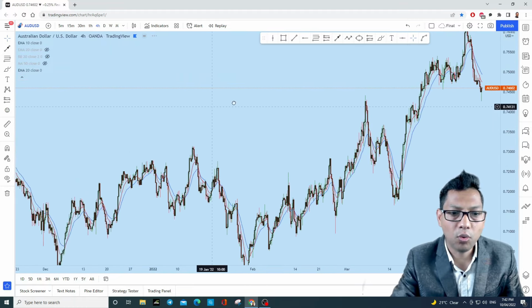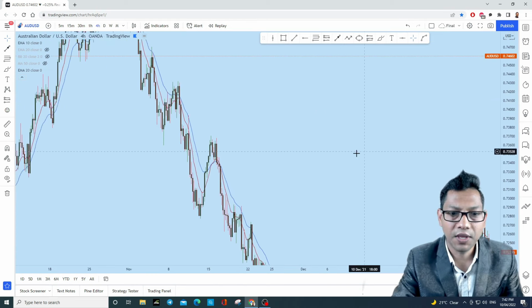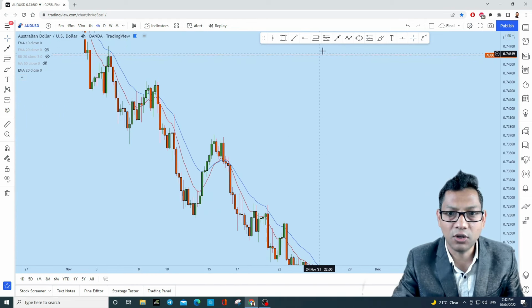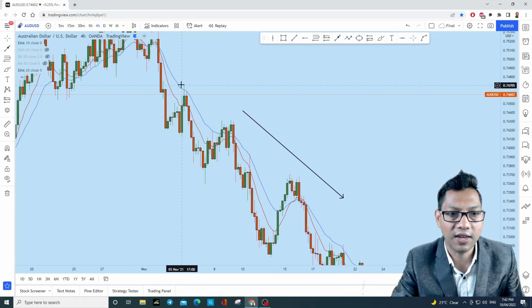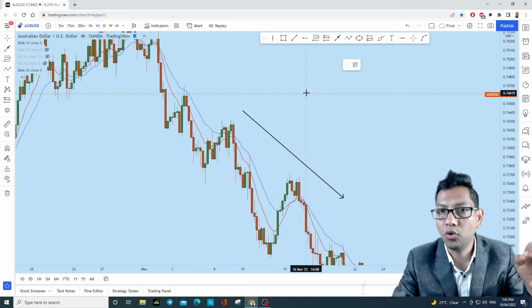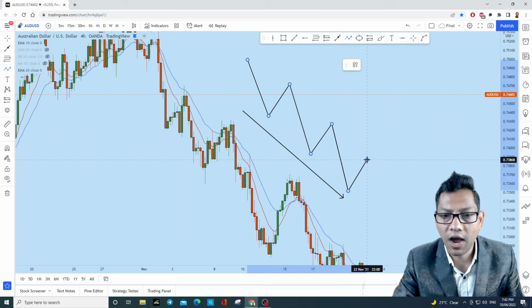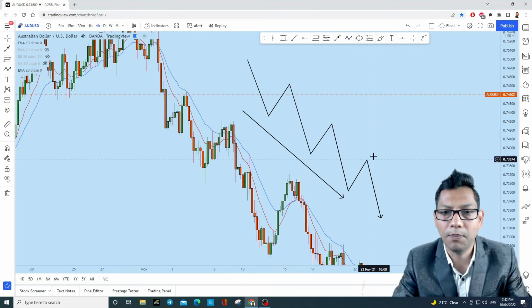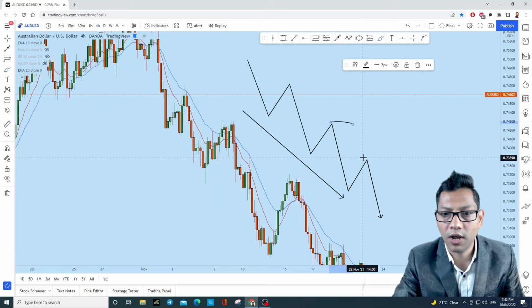Once you have found the direction of the trend in the market, let's say this one here, as I discussed, you found the trend is down. It's clearly defined, creating a series of lower highs and lower lows. So how do you find the trend? When you see the market is creating a series of lower highs and lower lows, that means the market is in a downtrend.